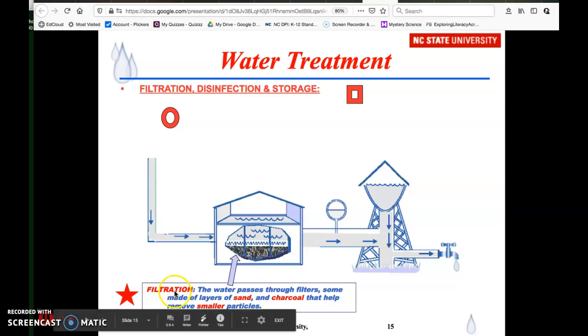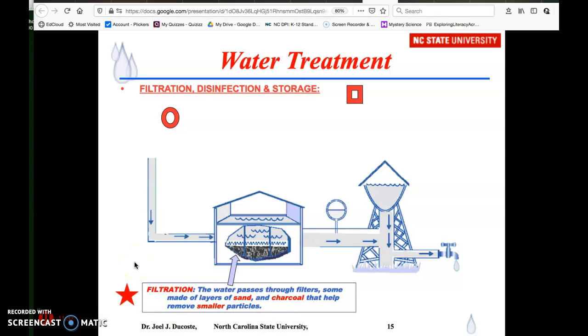So filtration is our next step. The water passes through some more filters made of sand and charcoal that helps remove even smaller particles. So the debris that's left in the water as we go through this process is getting smaller and smaller. We're getting finer and finer in our filtration process. So we filter again to get even more of those smaller particles out.